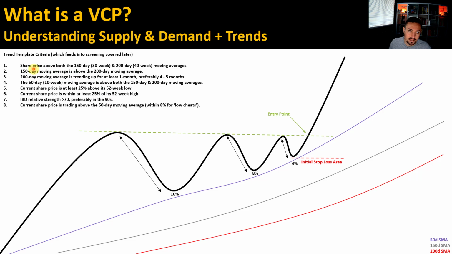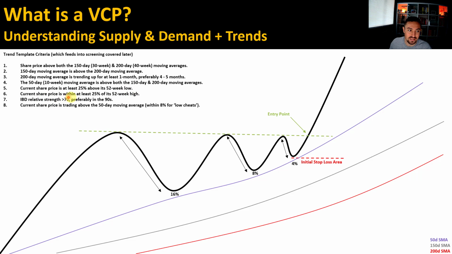But this is where you're looking for a VCP to form. So you'd like to see that the share price is above both the 150-day and 200-day moving averages. You would like the 150-day moving average to be above the 200-day moving average. So you can see here, this red line is the 200-day moving average, and this grey line is the 150-day moving average. Note how they are both trending up and also sloping up, and the 150 is above the 200. The 50-day moving average is above both the 150-day and 200-day moving average. So you can see here this purple line, see how it's trending up, and it's above the 150 and it's above the 200. The current share price is at least 25% above its 52-week low.